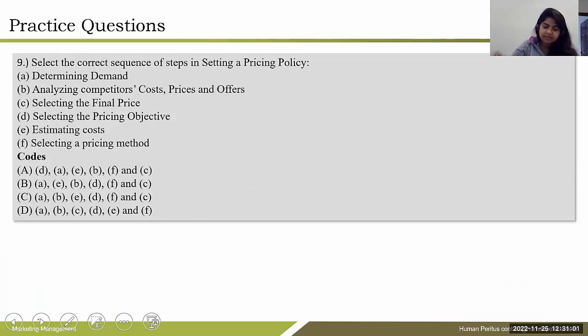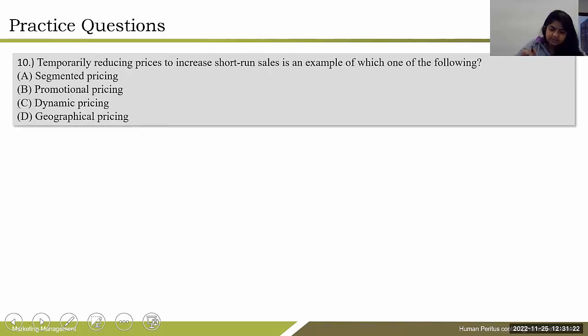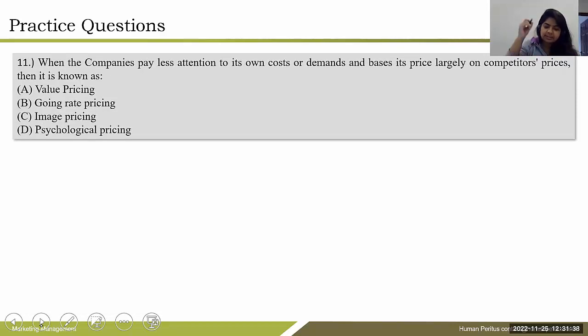Okay, next. Setting the order. How do you decide? First is what? Again, just by seeing the first one, you can get the answer. Correct answer, Roshan. First was the objective. Yes, correct, Sumita. Next question. We've just now done this in the match the following. Temporarily reducing the prices for short-run sales. Promotional. Perfect, everyone. Correct. Next.